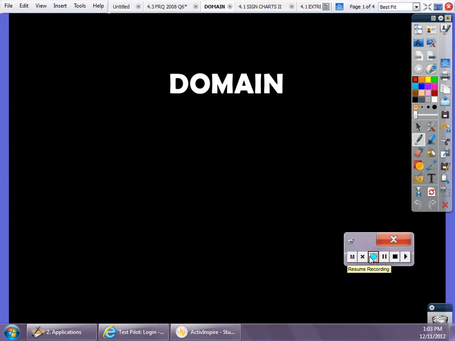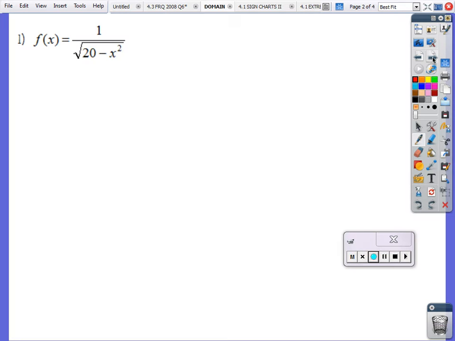So this will be just 3 quick problems on domain. So the first one does come from your 4.1 quiz. So to find the domain, the issues that we have are the fraction and then the square root.